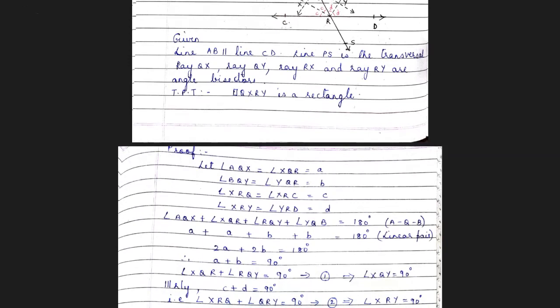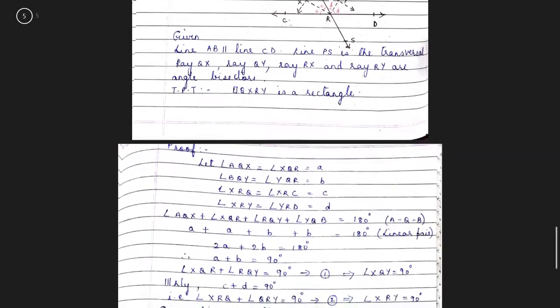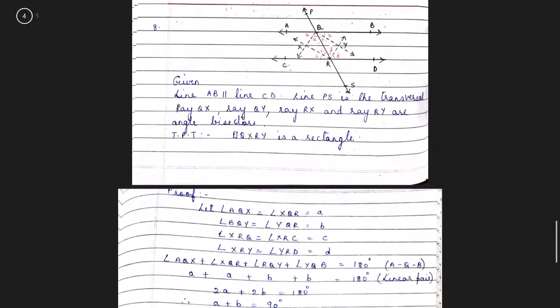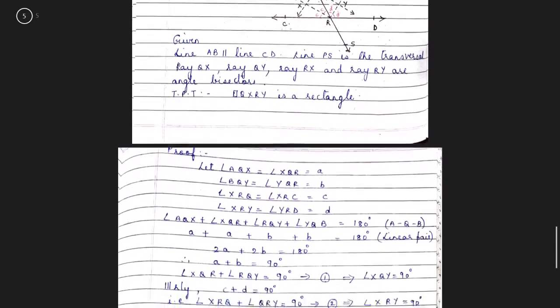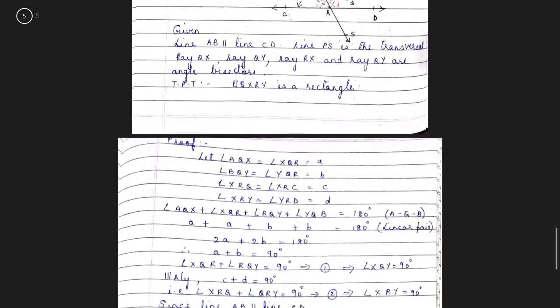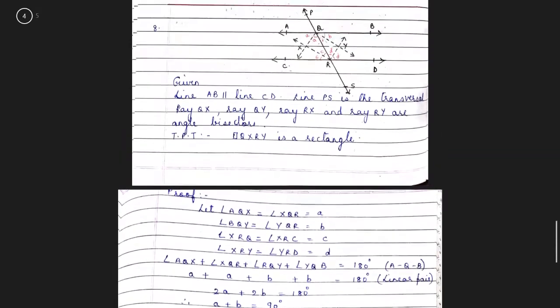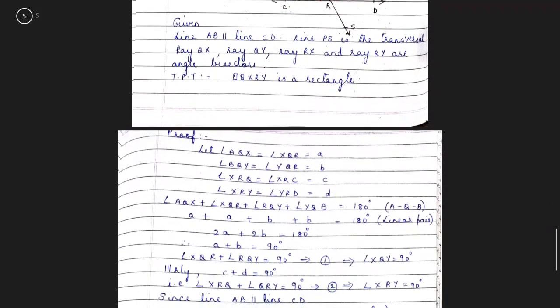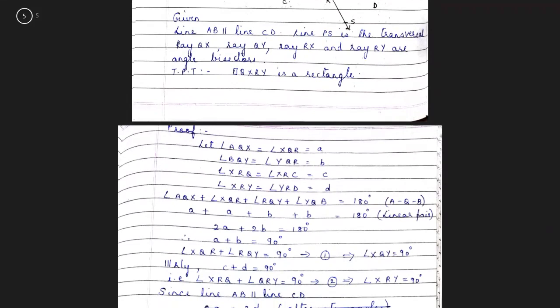Same way, I will get angle XRQ plus angle QRY equal to 90 degrees. So C plus D is 90 degrees. Therefore, angle XRY is 90 degrees by angle addition property. That's equation number 2. Okay.